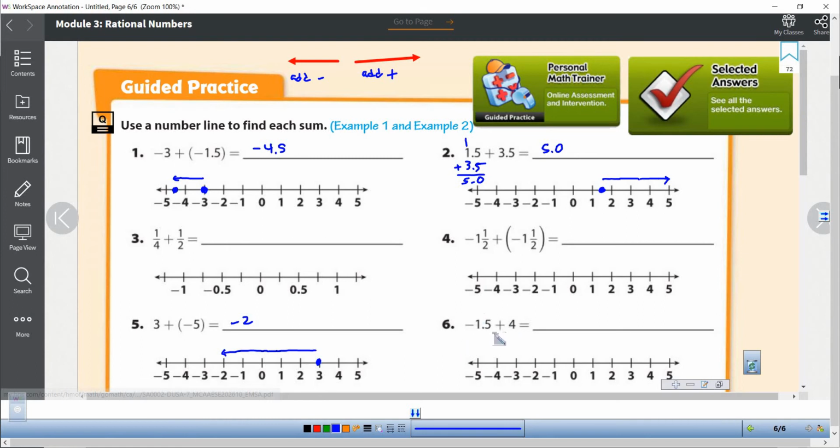And finally, number 6 right here, we're starting at -1.5. Because we're adding a positive, we would go 4 to the right: 1, 2, 3, 4 to the right would get us right there at 2.5. Again, if we were doing this without the number line, we'd say, what do we have more of? We have more positives. How many more positives do we have? Well, we'd have to ask, what is 4 take away 1.5? When we do that, we get 2.5.